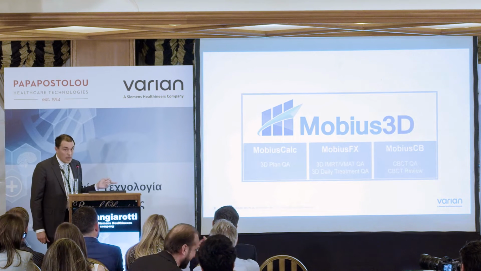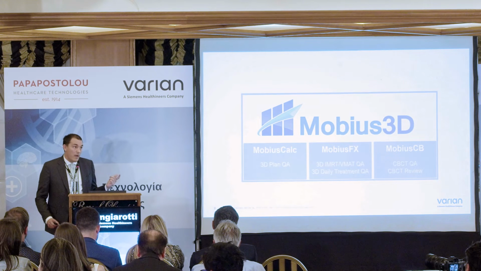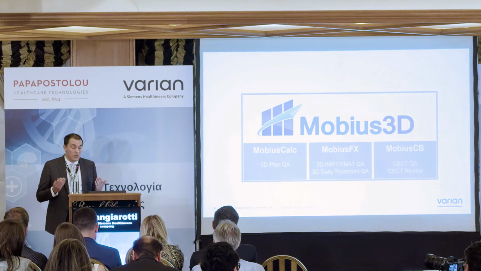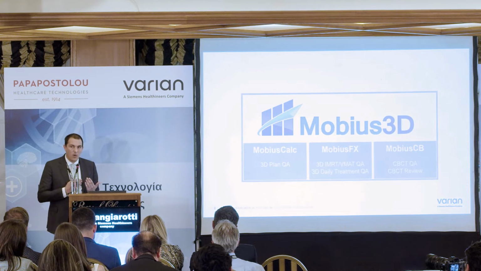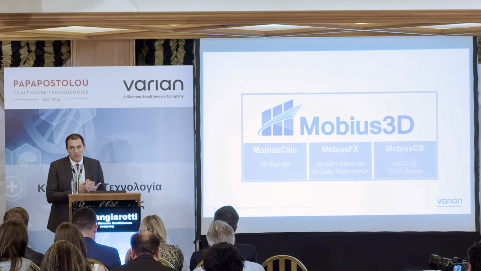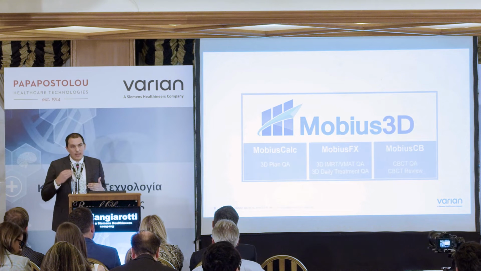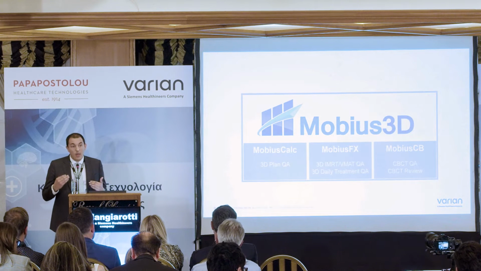The third module here is the ComBeam-CT module that we propose, where Mobius basically superimposes the ComBeam-CT over the CT of the treatment and performs a gamma analysis based on the densities. So it tells you really quickly if there is an anatomical change of your patient.